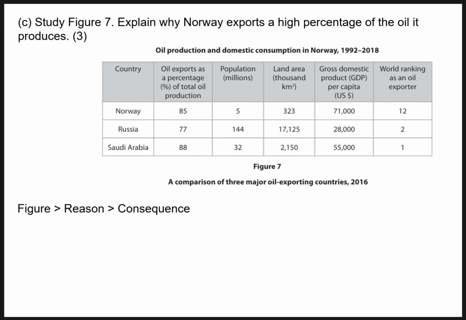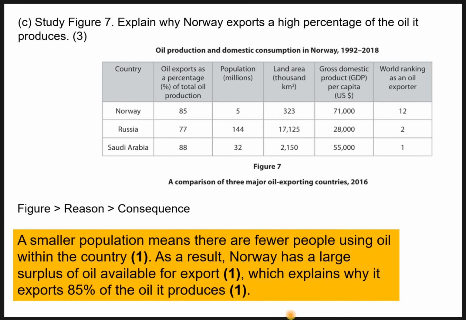Next question. Study figure 7, put here in front of you. Explain why Norway exports a high percentage of the oil it produces. So you perhaps don't even need that one there. It's worth 3 marks. So you need a little bit more than a simple statement. We need to identify a reason from the resource. And that key reason there is population. So let's look at Norway's population. Norway has a population of 5 million. Look at Russia, 144. Saudi Arabia, 32.